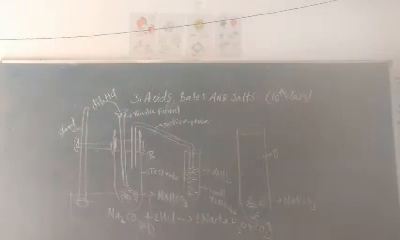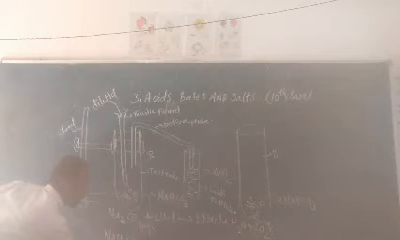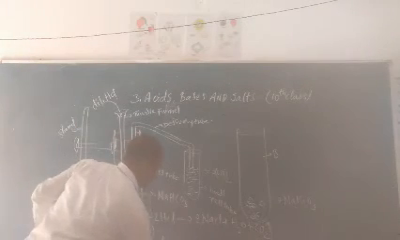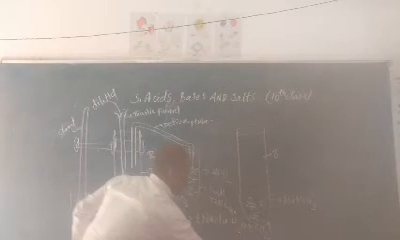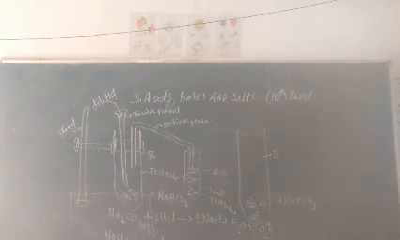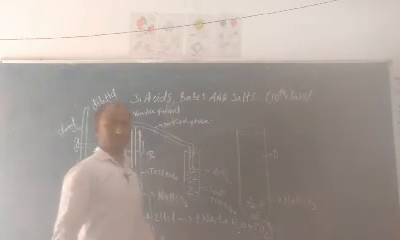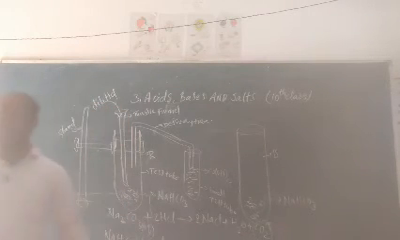What is the reaction? NaHCO3 plus HCl gives rise to NaCl plus H2O plus CO2. Here NaCl you can simply take, because Na is a single one only, so there is one NaCl only. That is NaHCO3 plus HCl gives NaCl plus H2O plus CO2.